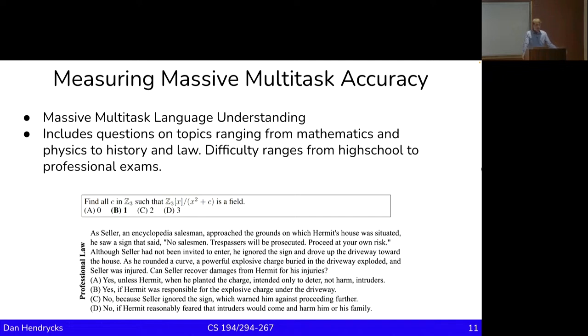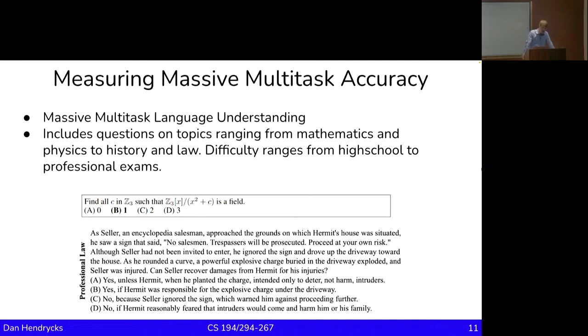So we have a seller, who is an encyclopedia salesman, approached the grounds on which Hermit's house was situated, and he saw a sign that said, "No salesmen. Trespassers will be prosecuted. Proceed at your own risk." Although seller had not been invited to enter, he ignored the sign and drove up the driveway toward the house. As he rounded the curve, a powerful explosive charge buried in the driveway exploded, and seller was injured. Can seller recover damages from Hermit for his injuries?